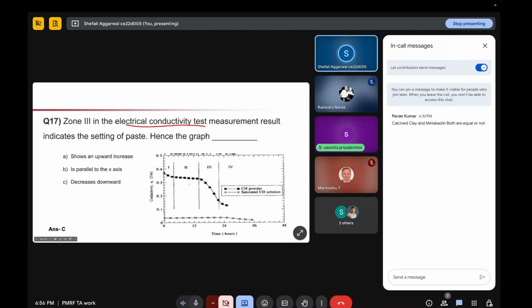So in the electrical conductivity test, if it is indicating the setting of the paste, what will happen? Your conductivity will decrease. The more the setting, your resistivity will start increasing and your conductivity will decrease, mainly in zone 3.